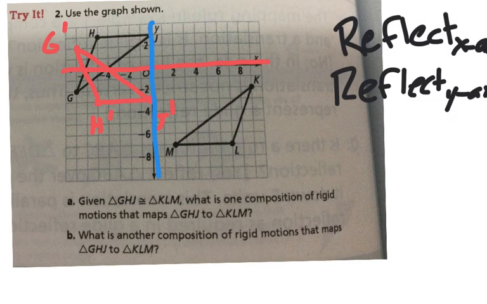Let me use a different color. That's not going to show very well. Let's go here. So this is J double prime. 1, 2, 3, 4, 5. 1, 2, 3, 4, 5. So right there is H double prime. And then G prime is at -7, so it will go to 7. So right here is G double prime, okay?